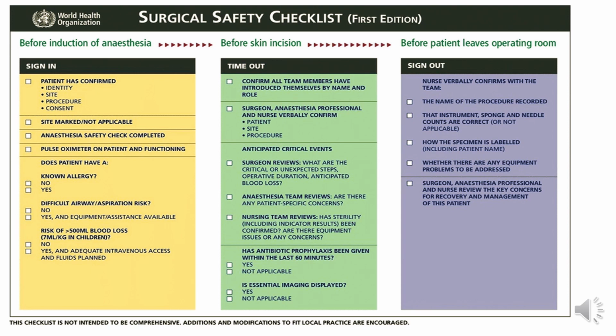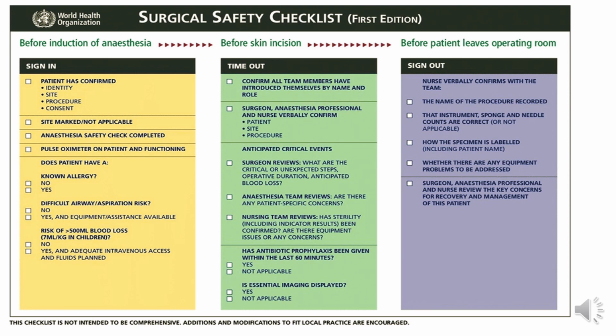Then, anticipated critical events. The surgeon reviews the various critical events, unexpected things, and the anticipated blood loss. Then the anesthesia team reviews whether there are any patient-specific concerns. It has to be asked from the anesthesia team. They will tell if there is any concern and clear it out. For the nursing team: has the sterility, including the indicator results, been confirmed? Are there equipment issues or any concerns? The nursing team has to tell.